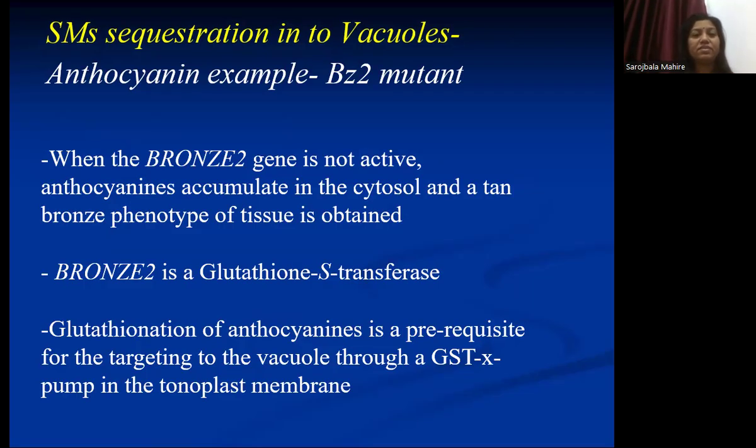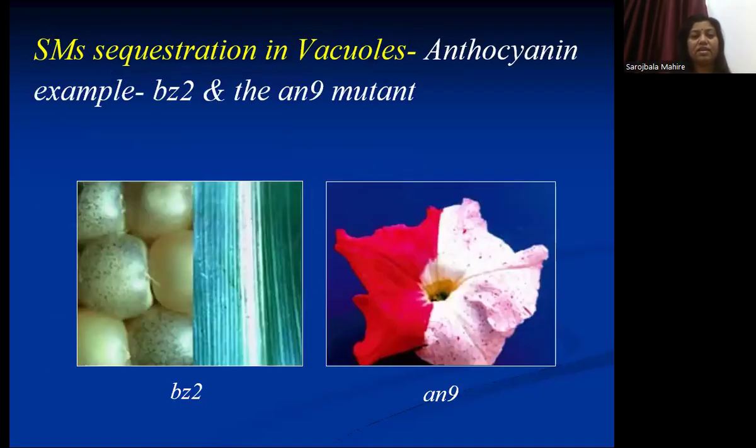The chemical sequestration into vacuoles. There is another example, the anthocyanin example. This is different: when the bronze gene is not expressed, anthocyanin accumulates in the cytosol and can have inhibitory effects. You can see here a two-colored flower displaying on the body.